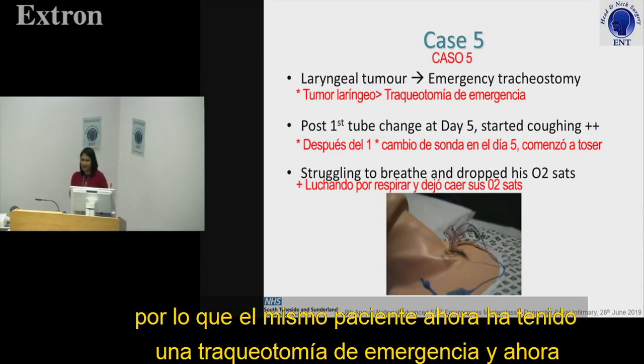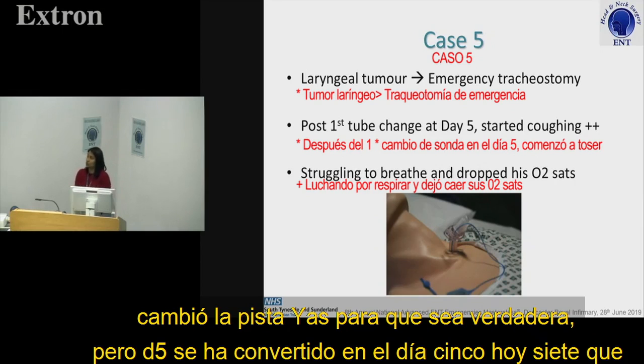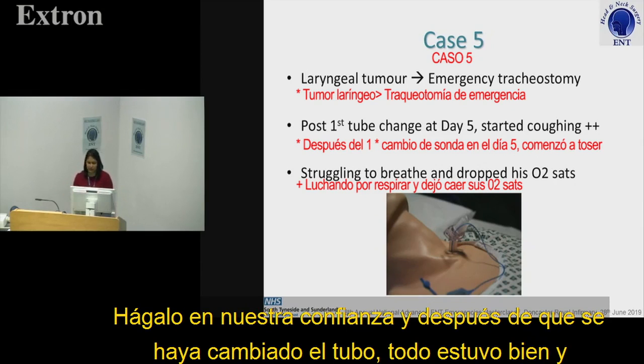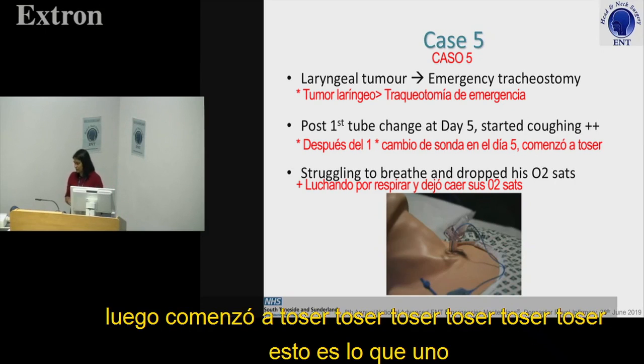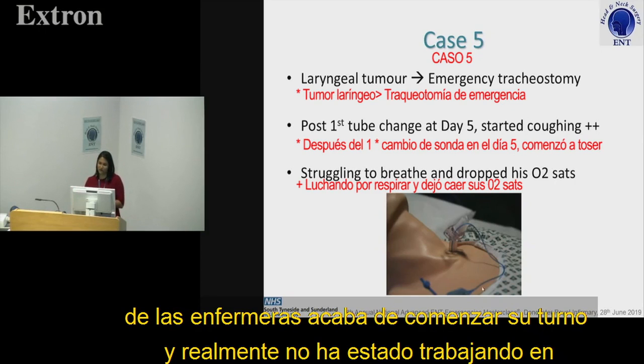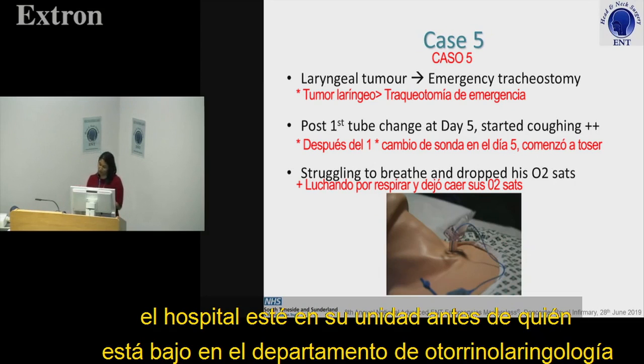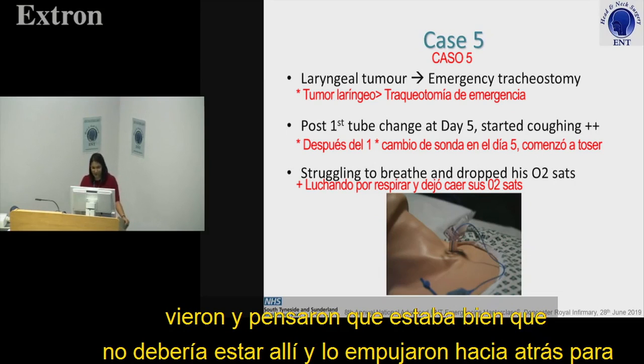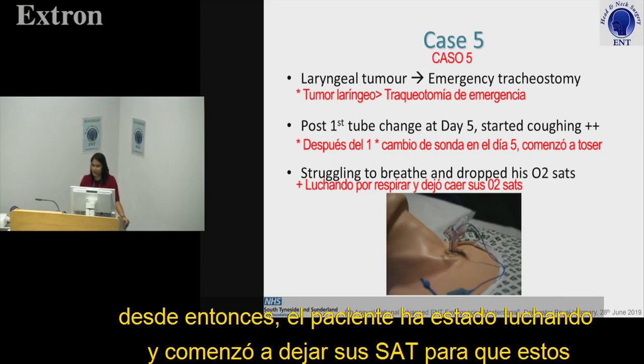So the same patient now has had an emergency tracheostomy, and you've now changed the tracheostomy tube at day 5. It's between day 5 to day 7 that we do it in our trust. And after the tube has been changed, everything was fine, and then he started coughing. Cough, cough, cough. This is what one of the nurses who's just started their shift, who hasn't really been working in your unit before, who's locuming in the ENT department, saw, and they thought, okay, that shouldn't be there, and they pushed it back in. So since then, the patient's been struggling, and he's started to drop his SATs.